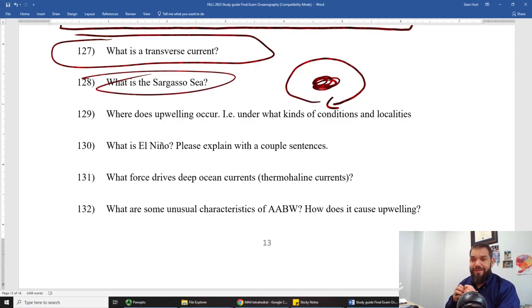So something like sargassum. I hope you remember sargassum. It's a type of algae, seaweed, and it floats, so it's not attached to the bottom. And it floats in the open ocean. And it obviously ends up, like all floating material, a lot of it ends up in the middle of these gyres. So that's what the Sargasso Sea is.